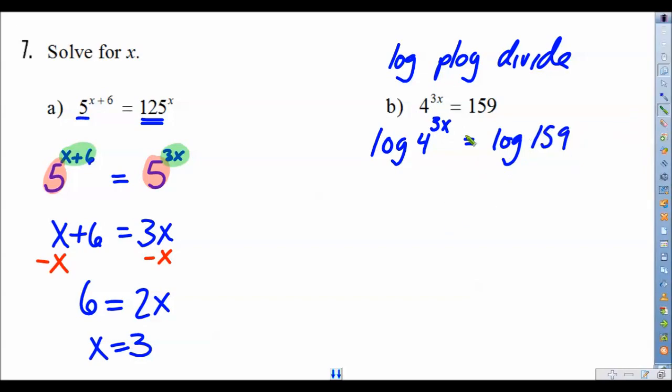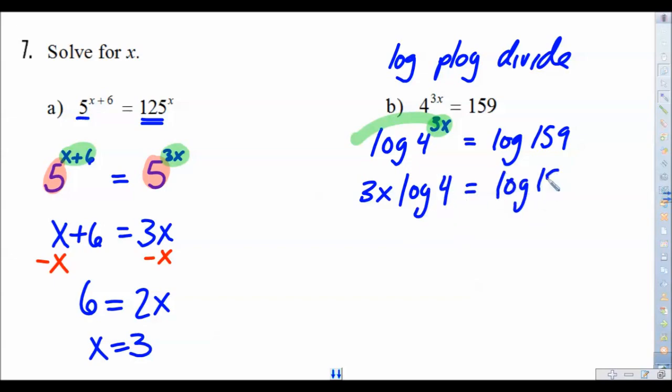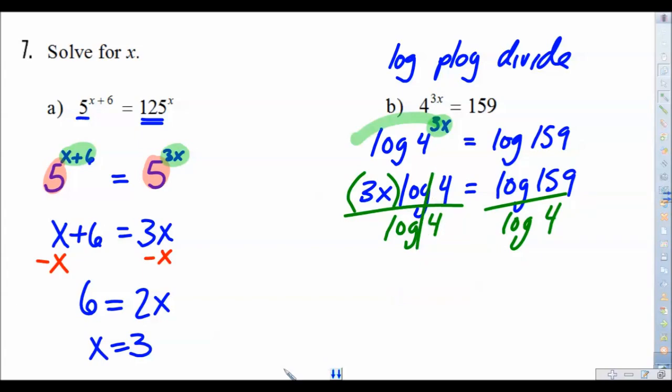The power property tells us that we can take that 3x and move that out in front. So now we have 3x times the log of 4 equal to the log of 159. And now here comes our divide move to get this 3x by itself. Now we can divide by the log of 4. So now 3x is going to be equal to whatever the log of 159 divided by the log of 4 is.